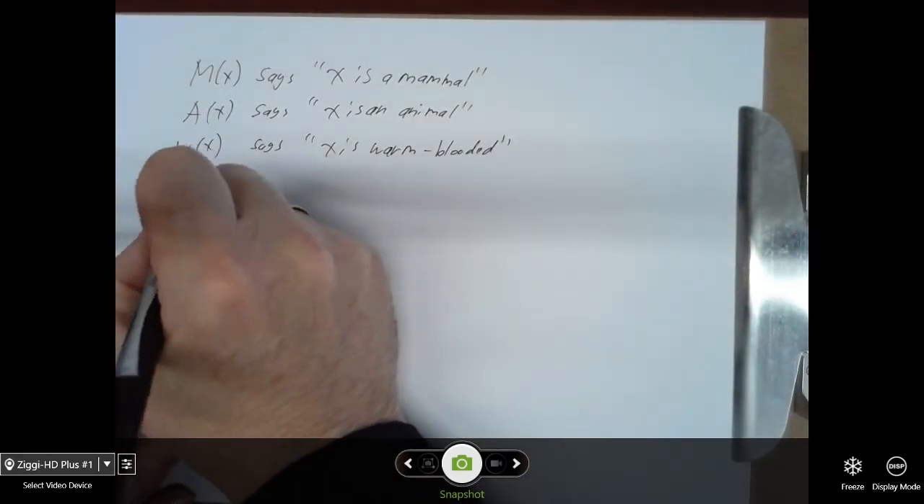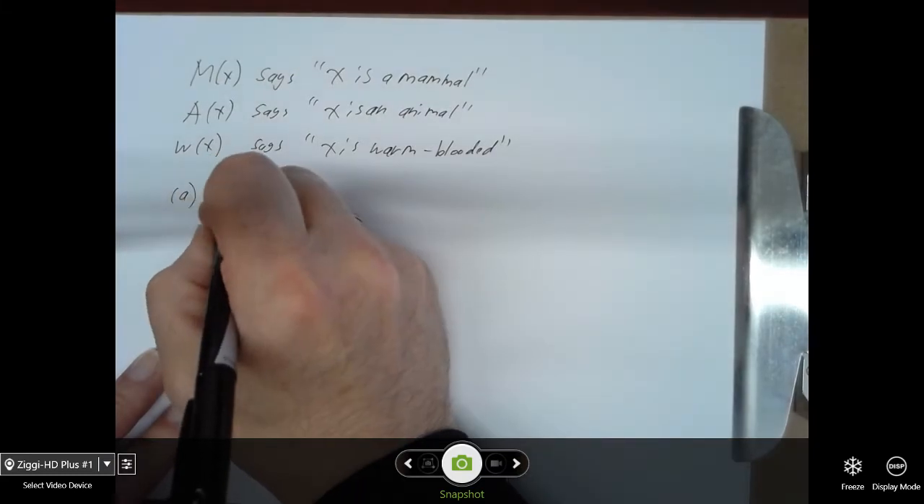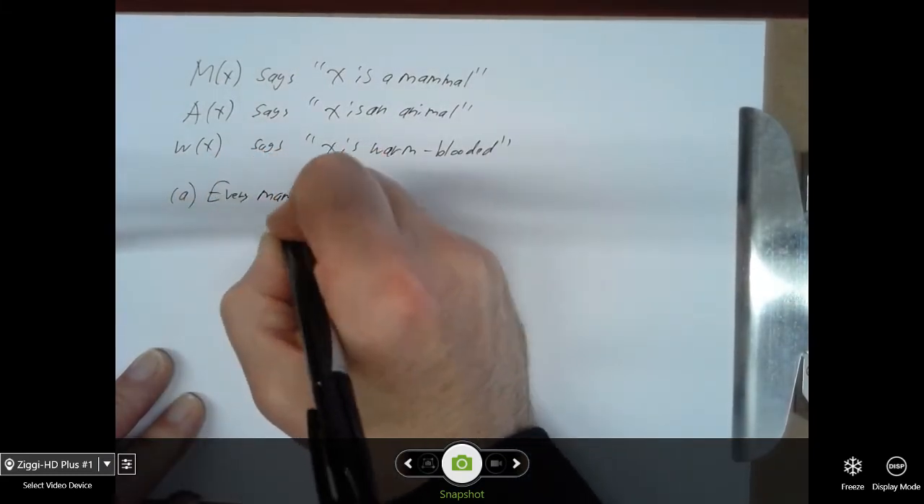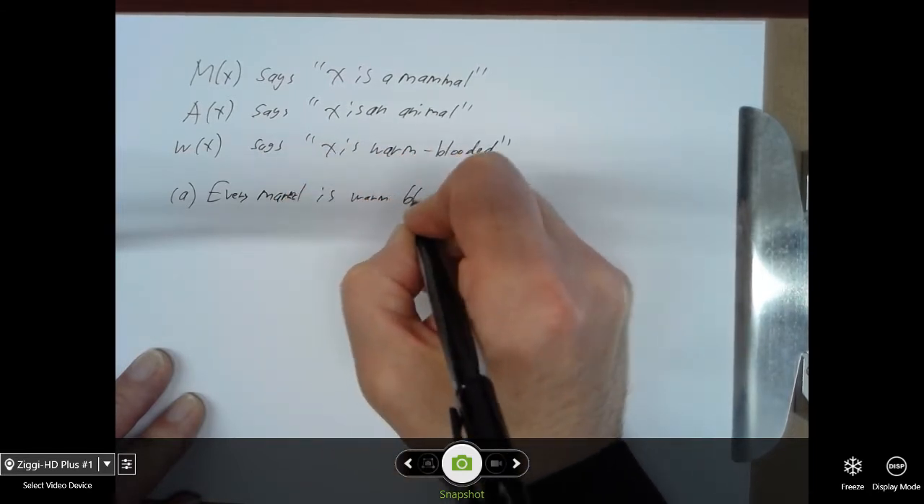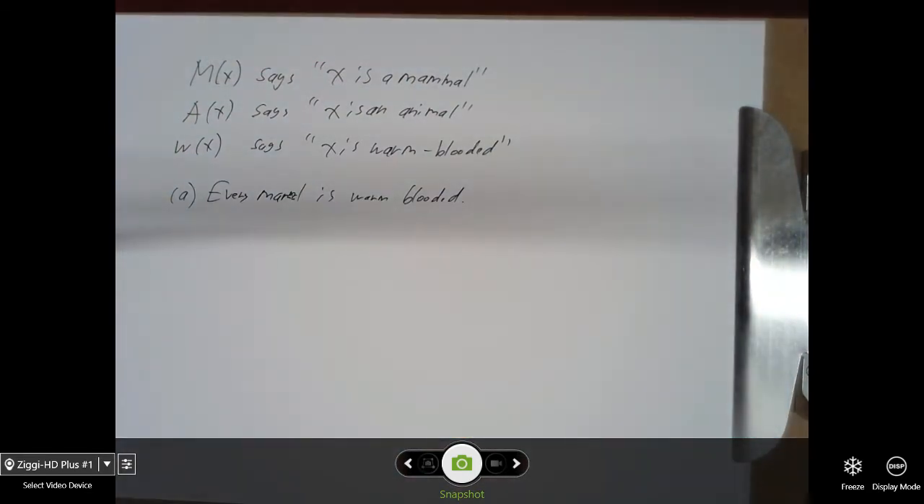If X is a cat, then M of X says a cat is a mammal. Okay, each of those is a proposition. So part A says to write an expression for every mammal is warm-blooded. So what could that look like? Every mammal is warm-blooded.